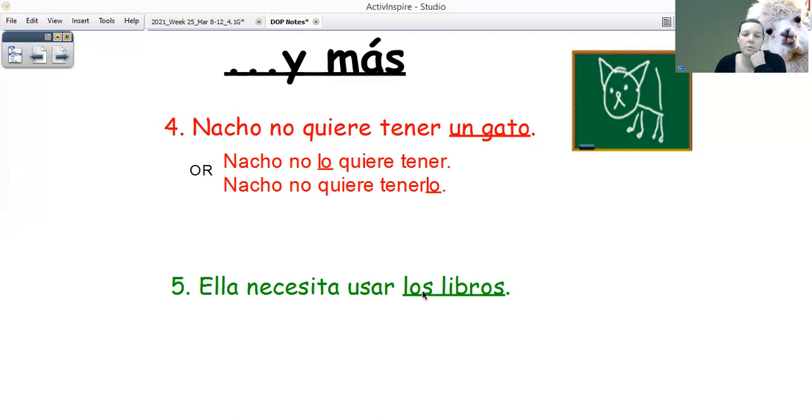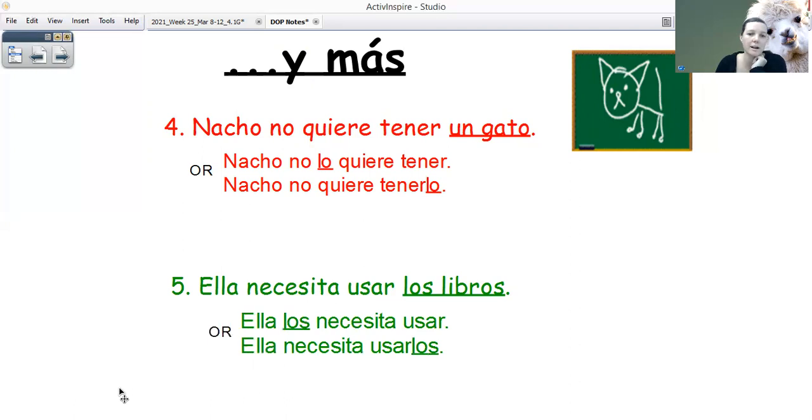Number 5, she needs to use the books. What does she need to use? The books. So you replace the direct object noun with the pronoun, the short one, right? Pronouns are shorter, usually, always, with los. And los goes right before the conjugated verb or attached to the infinitive. So you end up with ella los necesita usar, or ella necesita usarlos. It's attached to the verb. See that?